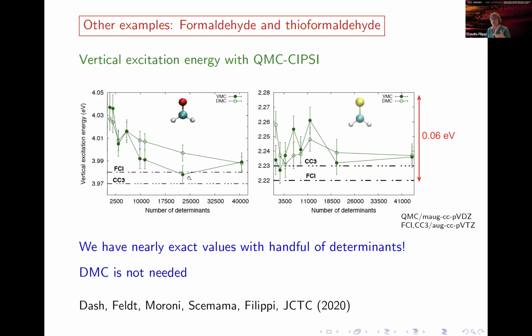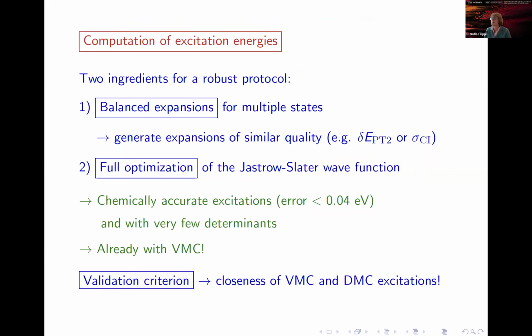And I'm showing variational and diffusion Monte Carlo, which are always very close to each other, and they are actually converging to the best available estimates, okay? And overall, you could conclude that if your wave function is good enough, already with a few thousand determinants, you can get what you want at the level of variational Monte Carlo without needing diffusion Monte Carlo.